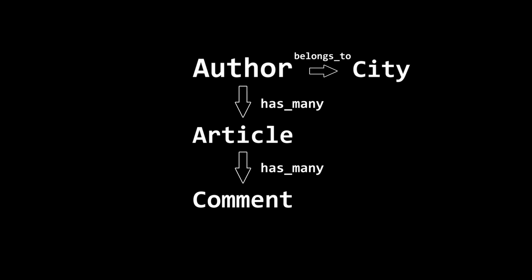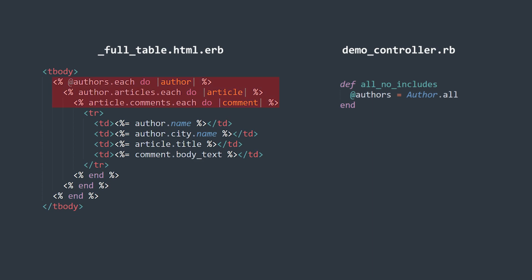At the beginning I mentioned that articles also have many comments, and authors belong to a city. Let's look at a table that displays all of this information. We have 3 nested loops, resulting in 1 row per comment. In addition to the author and the article name, we also include the city name and the comment body. We're currently not using includes, so let's look at the SQL queries.